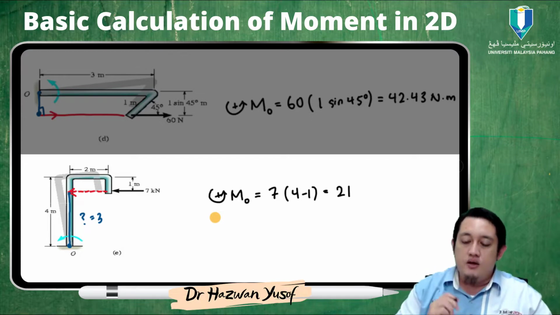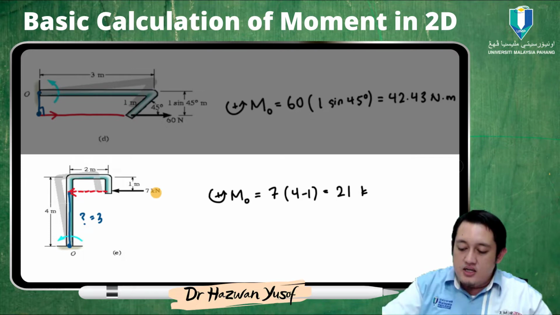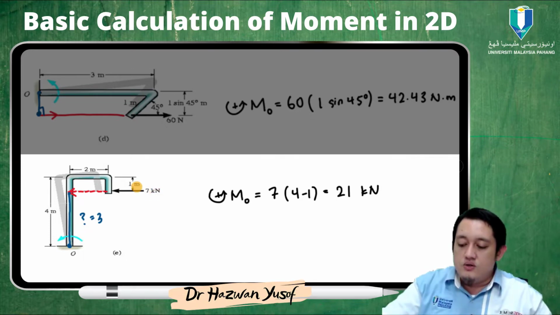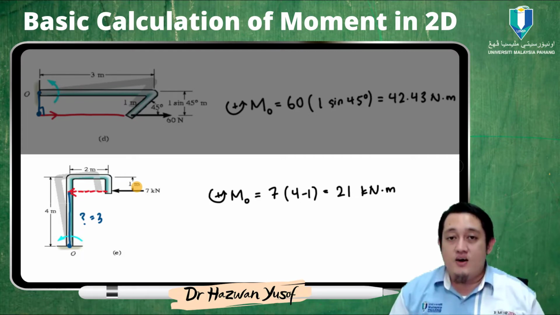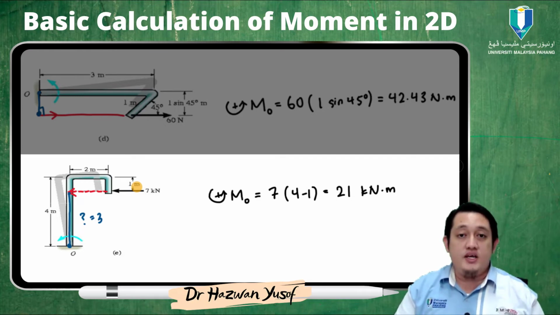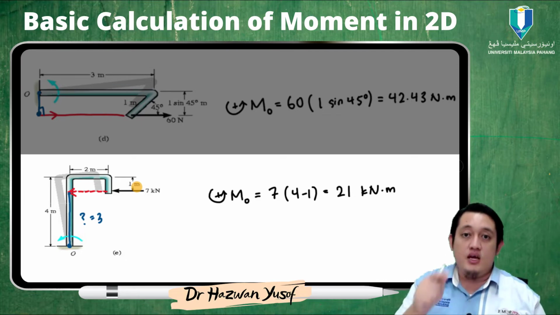But be careful. What is the unit of the force? This one is kilonewton, and the distance is in meters. So the unit is kilonewton meter. That's it. This is how you calculate the moment in 2D. Hopefully you can understand. Please make sure that you choose the distance which is 90 degrees with the line of force, and then make sure of the rotation direction of the force.